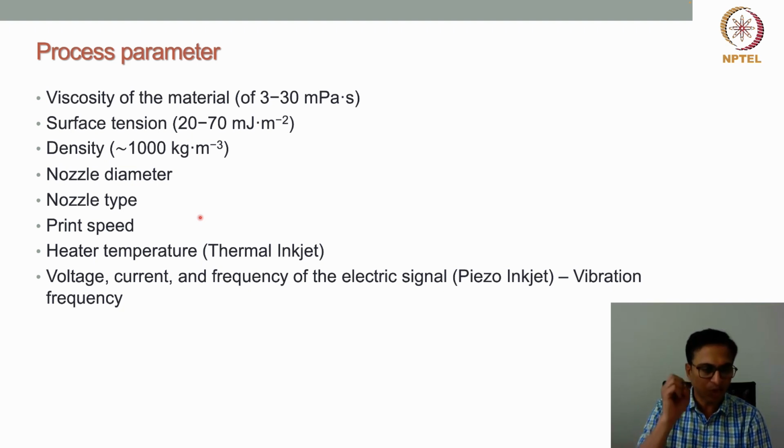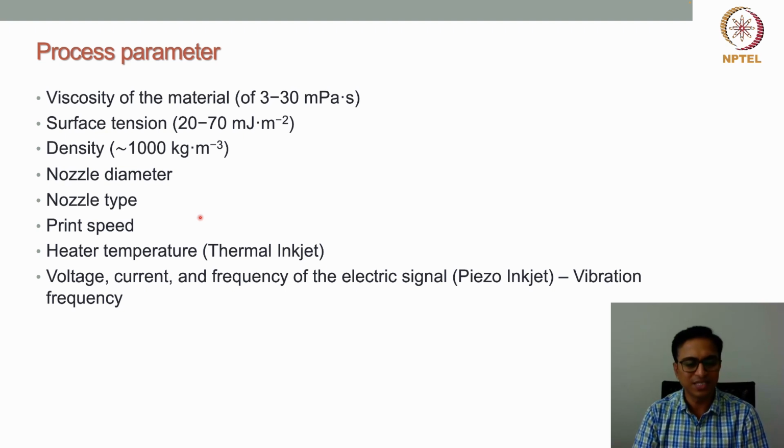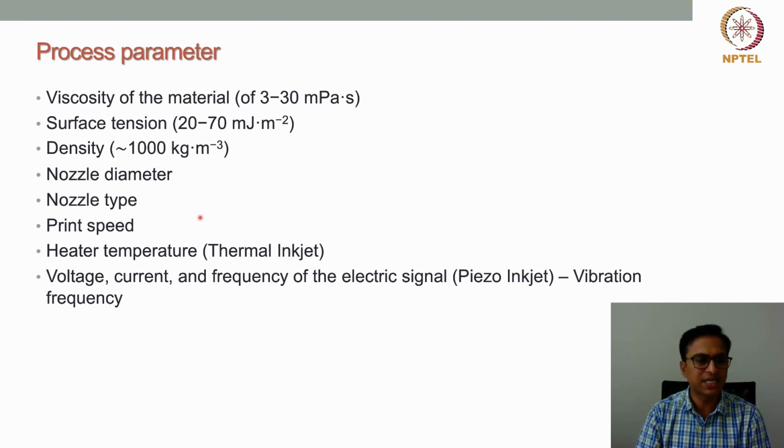That means what speed or what rate the droplets are coming out, right? So there should always be a relation between the droplet ejection rate and your print speed. These two parameters should always be matched.